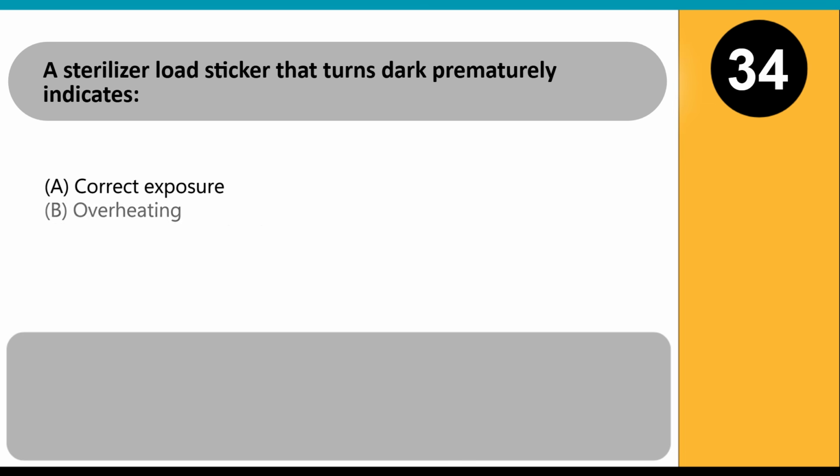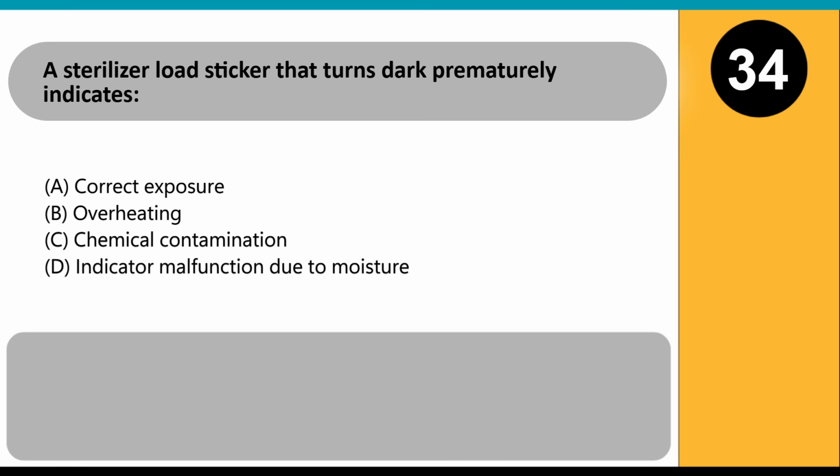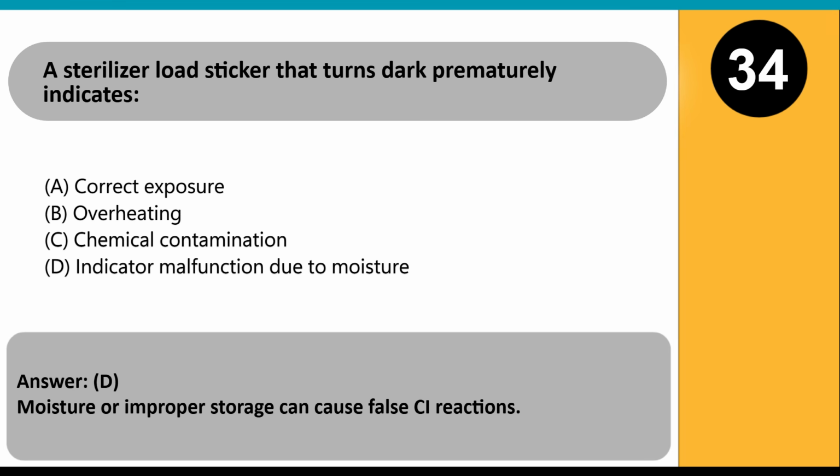A sterilizer load sticker that turns dark prematurely indicates A. Correct exposure, B. Overheating, C. Chemical contamination, D. Indicator malfunction due to moisture. Answer: D. Moisture or improper storage can cause false CI reactions.